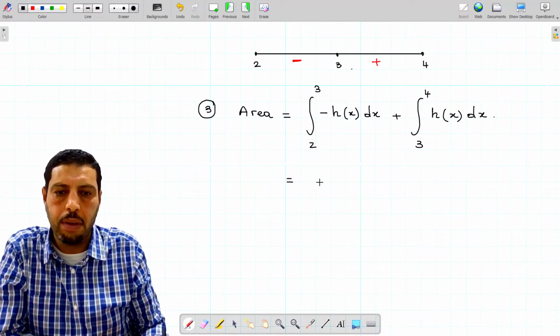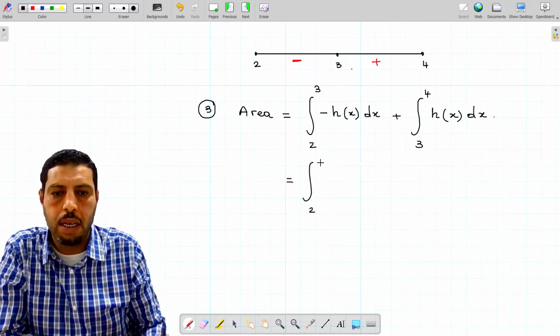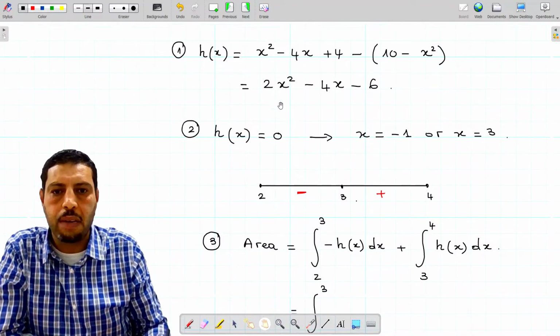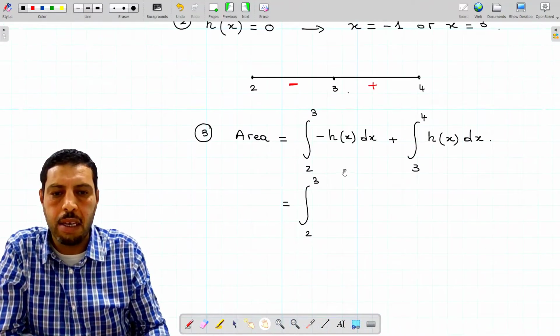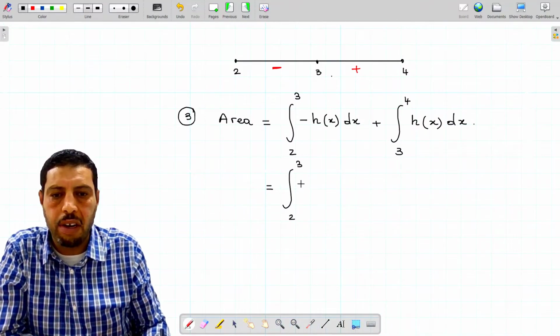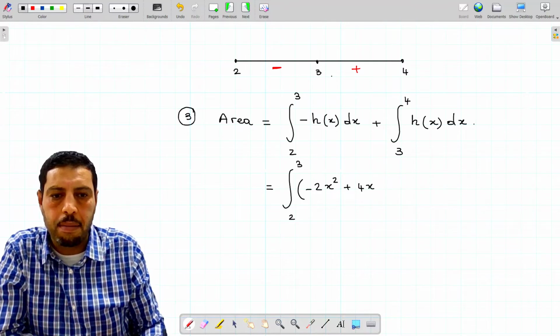So it's equal to the integral between 2 and 3. Remember that h of x is equal to 2x squared minus 4x minus 6. So if you consider minus h of x, you're going to invert the signs here. So you will get the integral of minus 2x squared plus 4x plus 6 dx.